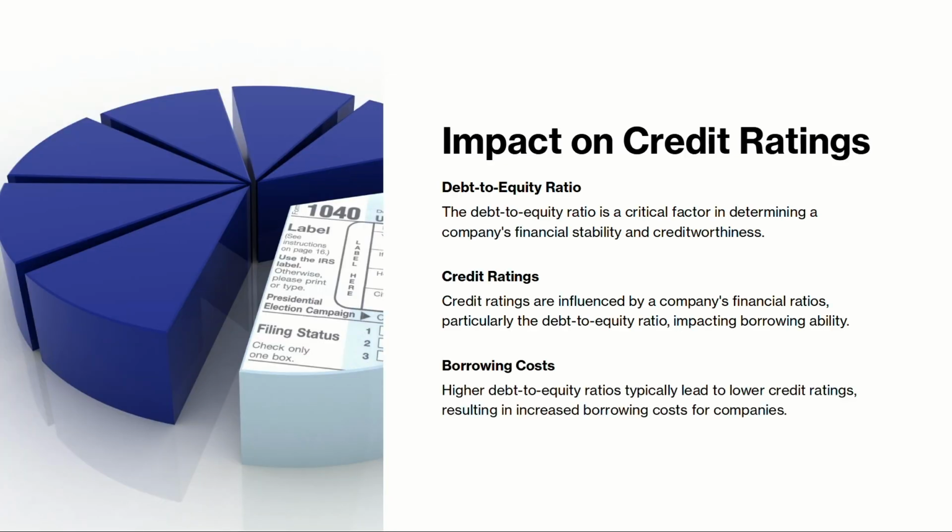Impact on credit ratings. Debt to equity ratio. The debt to equity ratio is a critical factor in determining a company's financial stability and creditworthiness. Credit ratings. Credit ratings are influenced by a company's financial ratios, particularly the debt to equity ratio, impacting borrowing ability. Borrowing costs. Higher debt to equity ratios typically lead to lower credit ratings, resulting in increased borrowing costs for companies.